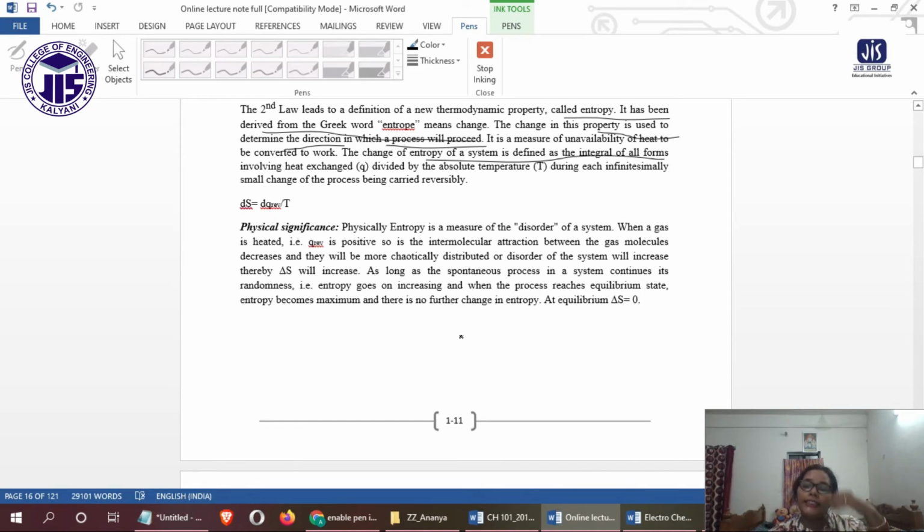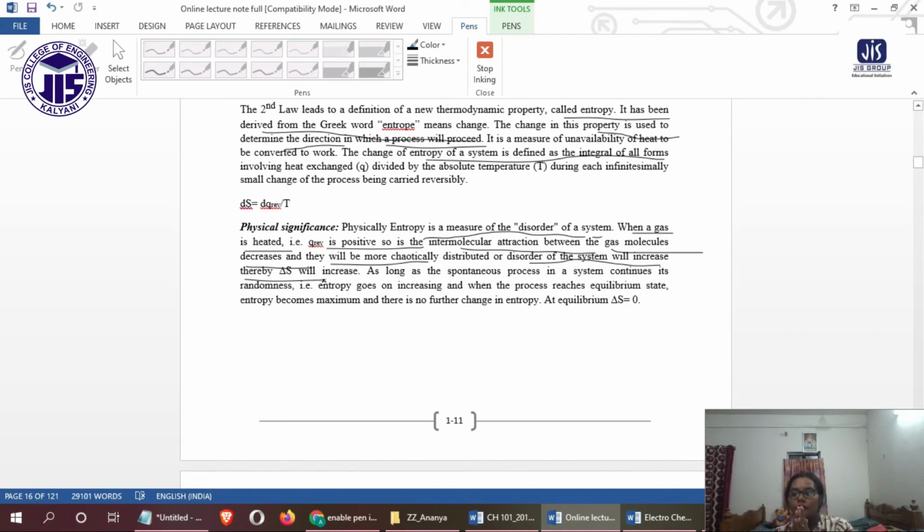Now, what is the physical significance of entropy? Physically, entropy is a measure of the disorder of the system, the randomness of the system. When a gas is heated, that is Q reversible is positive, the intermolecular attraction between the gas molecules decreases, and they will be more chaotically distributed, so the disorder of the system increases, thereby the entropy increases.